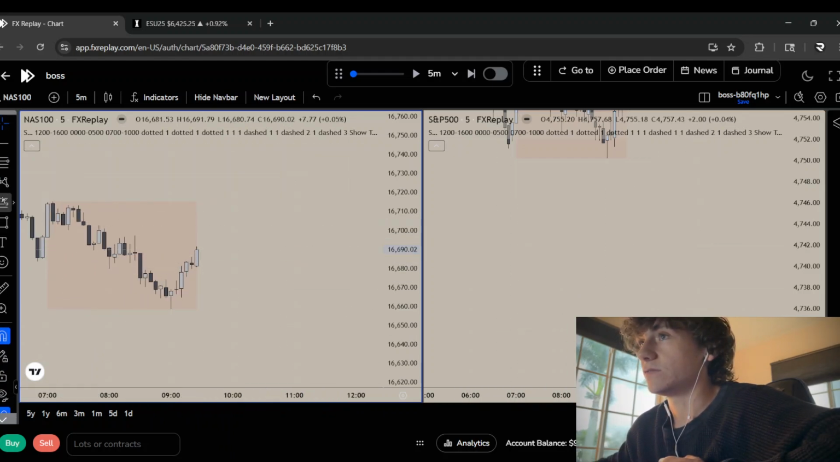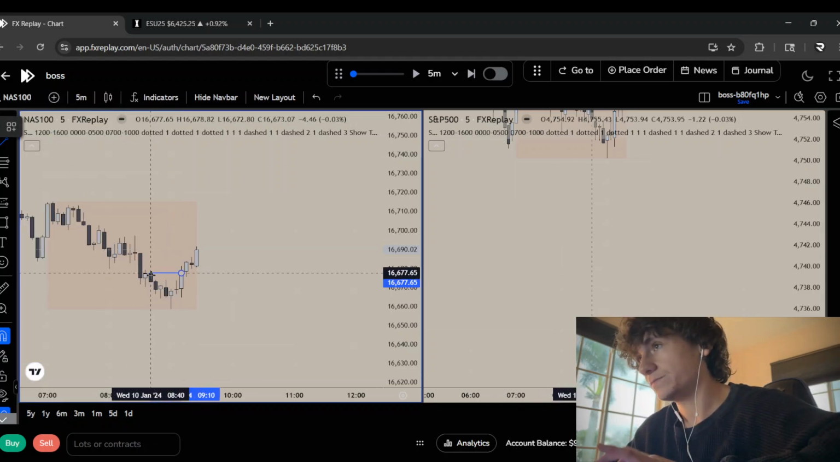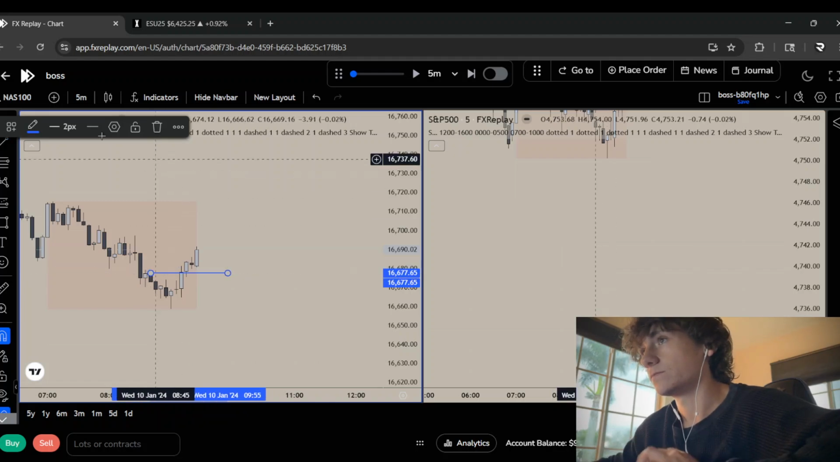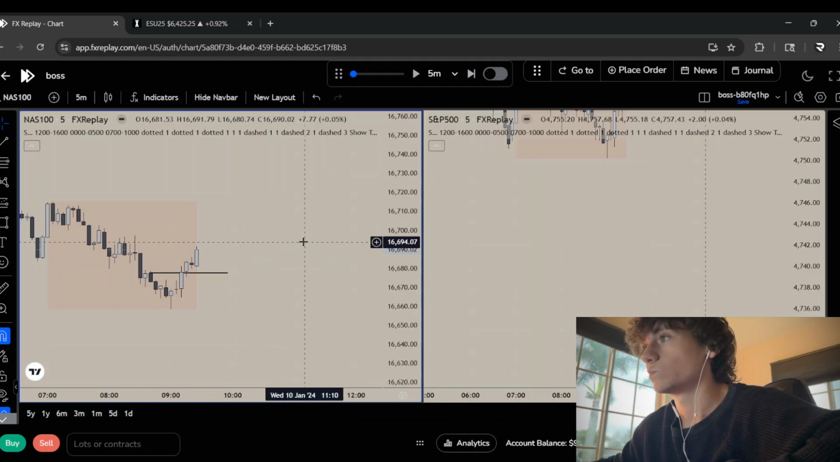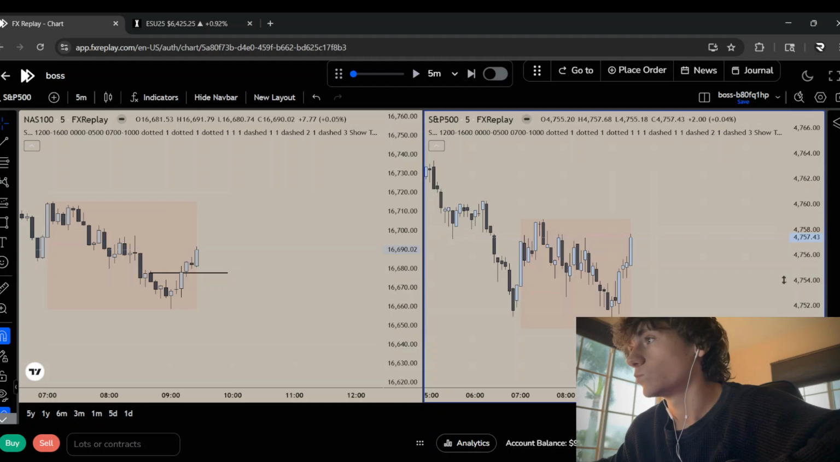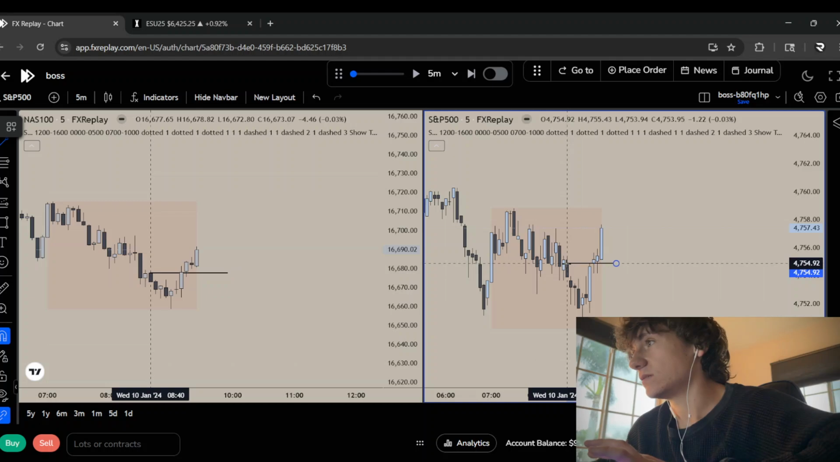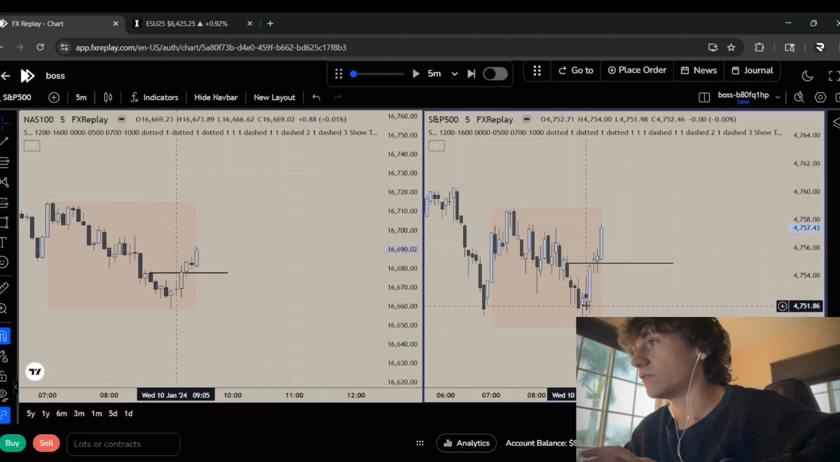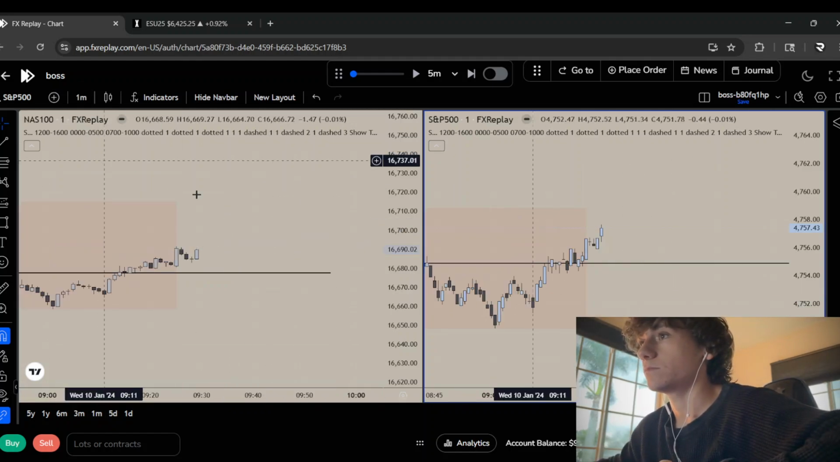Alright, change state of delivery right there. Let me just take it slow. Change state of delivery on both. There's a down candle right there. Whatever. It's another 1 minute.